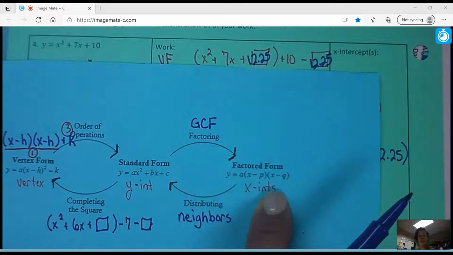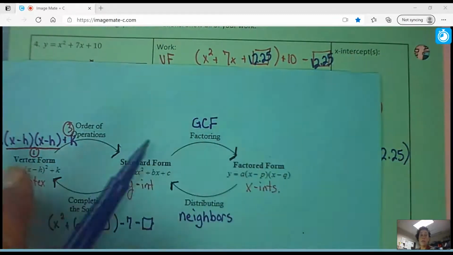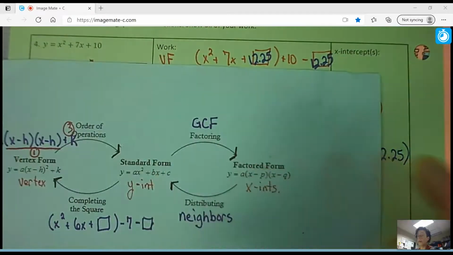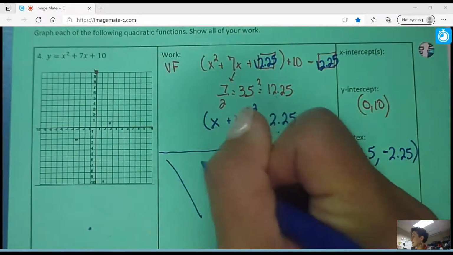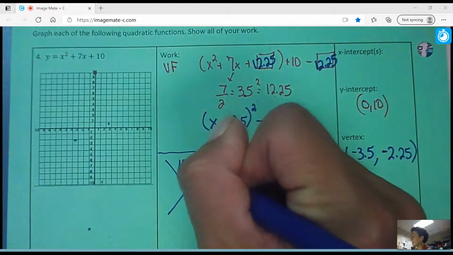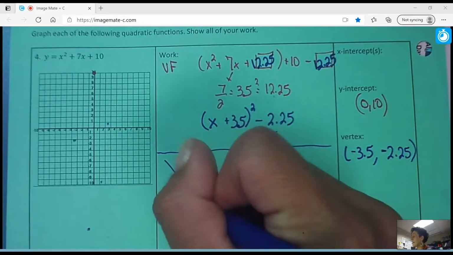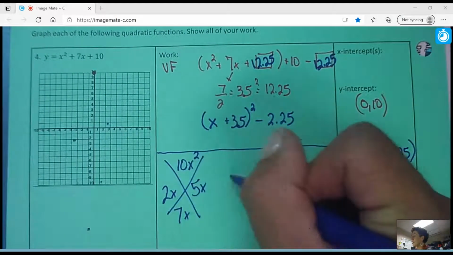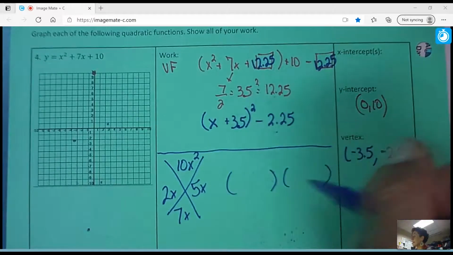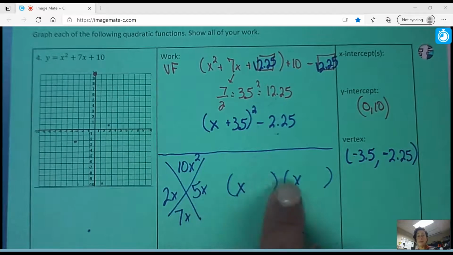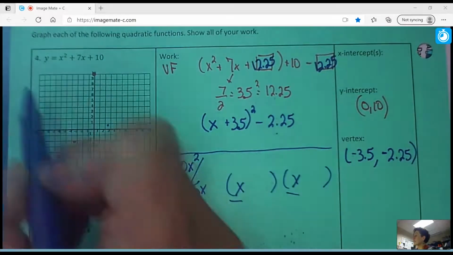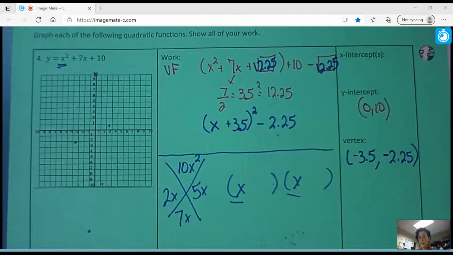Now what I need to do is find the x-intercept, which is going to come from factored form, and that means I have to use standard form because there's not an arrow that takes me here. So I will be factoring x squared plus 7x plus 10. So here's my x. I need factors of 10 that get me to 7. Those will be 2 and 5. I'm going to make those parentheses and drop the x's in and just make sure that x and x is enough. So x and x do make that x squared. I don't need anything else.